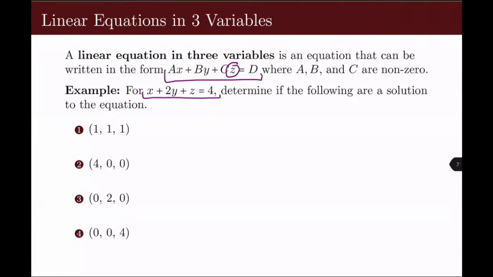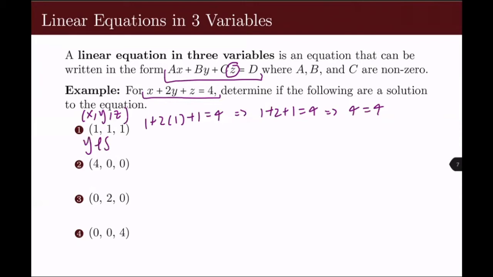So our first one is 1, 1, 1. And these are going to go x, y, z when we're working with linear equations in 3 variables. So that means we'll have 1 plus 2 times 1 plus 1 equals 4. So that means 1 plus 2 plus 1 equals 4, which is then 4 equals 4. So yes, this is true. The next one is going to be 4, 0, 0, which means we'll have 4 plus 2 times 0 plus 0 equals 4, which again means 4 equals 4. So yes, this is true.